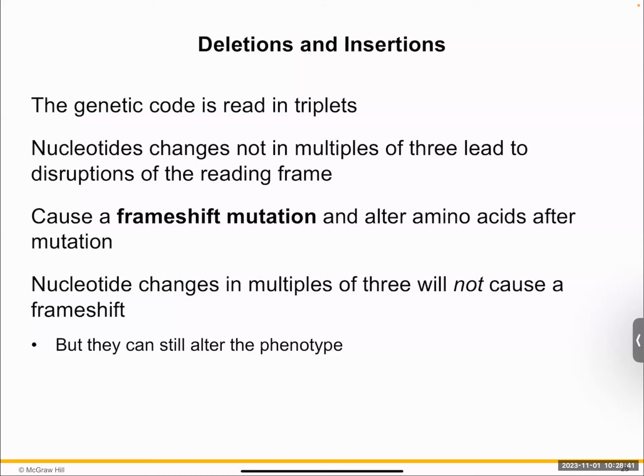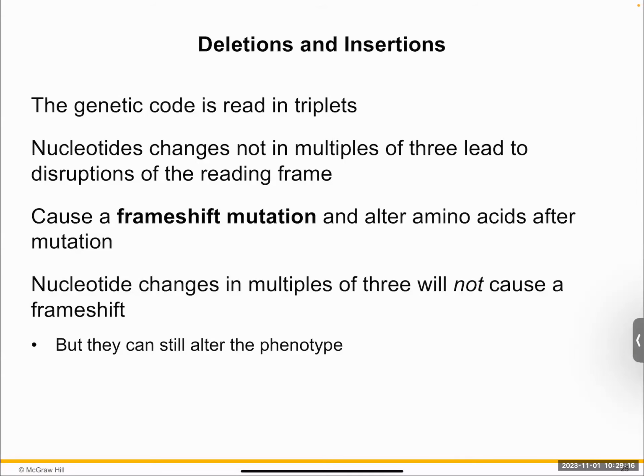Now, deletions and insertions. The genetic code is read in triplets, which we already know because of the codon nature of the amino acids and the process of translation. Anytime you have an mRNA, you will read it in 3-nucleotide bases, or a codon. Nucleotides that change in numbers that are not multiples of 3 can cause disruption in your reading frame. That's referred to as a frame shift mutation.